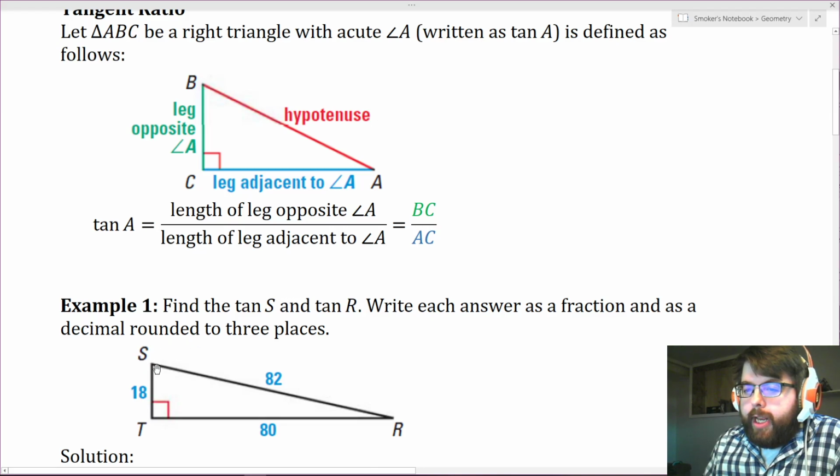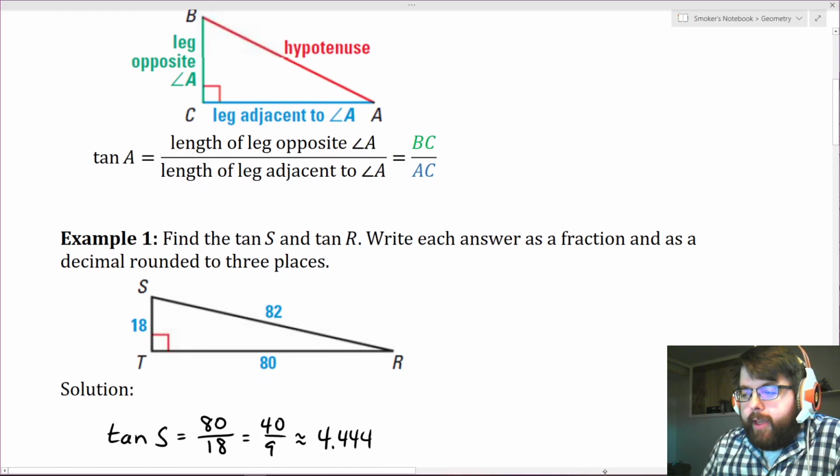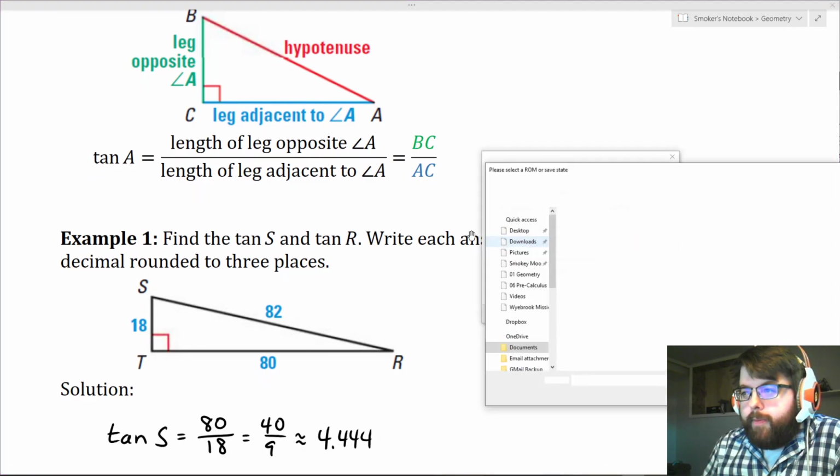So tangent of S. I'm looking at S here. Up here's S. When we're looking at S, the leg opposite of S is 80. The leg adjacent to S is 18. Hypotenuse isn't used at all. That 82 doesn't matter. We don't need that when we're trying to find tangent of S. Tangent of angle S, whatever that angle measure is, will be 80 over 18. You take your graphing calculator, which I need to boot up here.